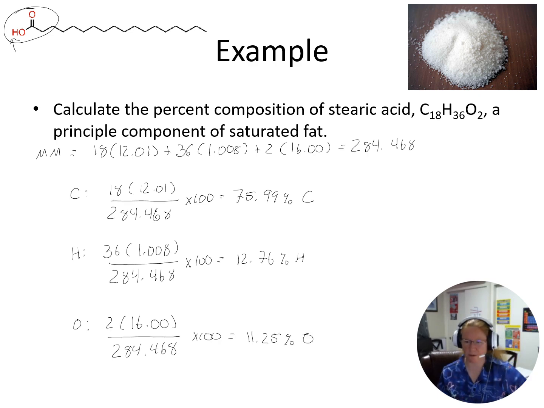Okay, and so that's how we figure out percent composition. It's just looking at the percent by mass, and all a percent by mass is mass of the part over mass of the whole times 100 to make it a percent.